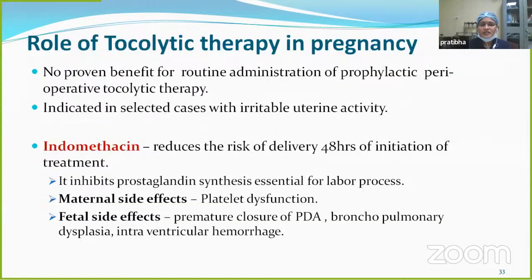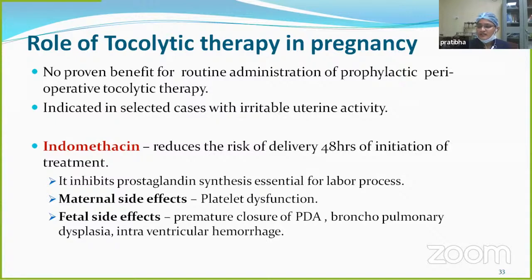And the role of tocolytic therapy in pregnancy: routine administration of prophylactic perioperative tocolytic therapy is not recommended. It is indicated in selected cases with irritable uterine activity. Other tocolytics include indomethacin, which reduces the risk of delivery within 48 hours of initiation of treatment. It inhibits the prostaglandin synthesis essential for the labor process.